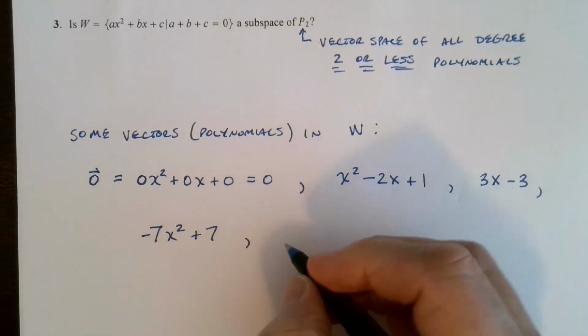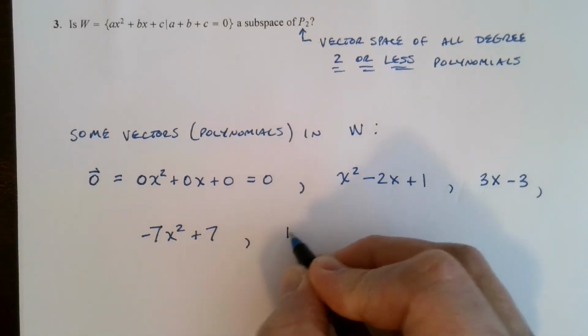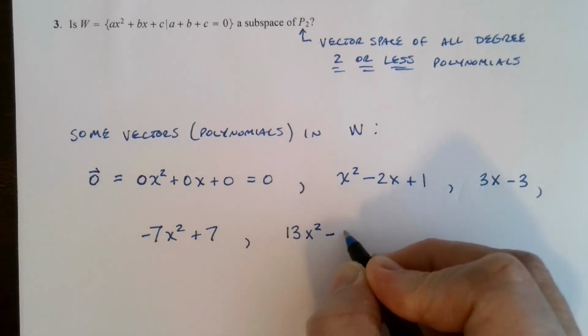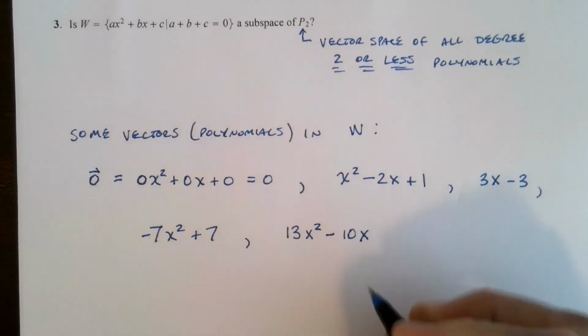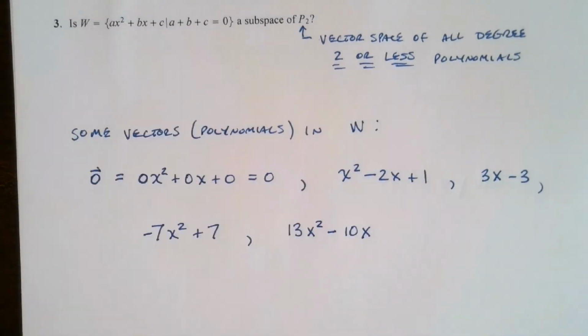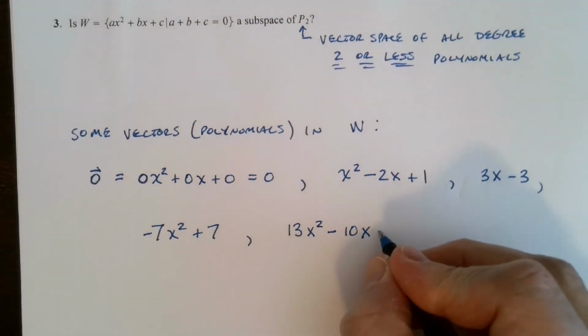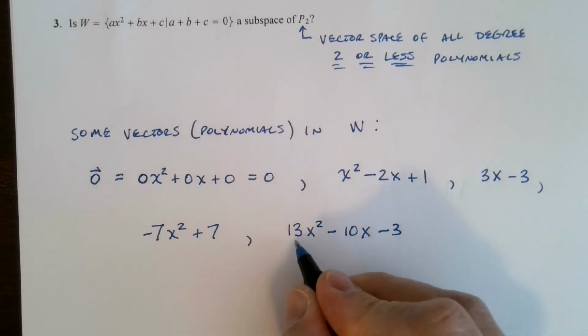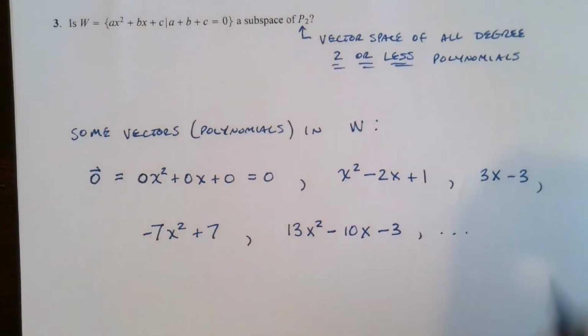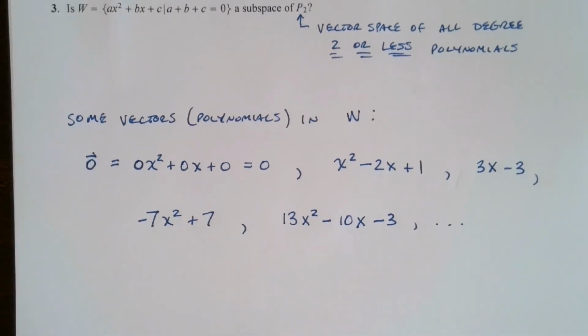And we'll do one more. I'll just make one up. What if we have 13x squared minus 10x? What's the constant term going to have to be for this vector to be in this set? Can you tell me? It has to be negative 3, right? So the coefficients 13 plus negative 10 plus negative 3 equals 0. Okay, and we can go on with many more. But just list a few, and then we play the game again.